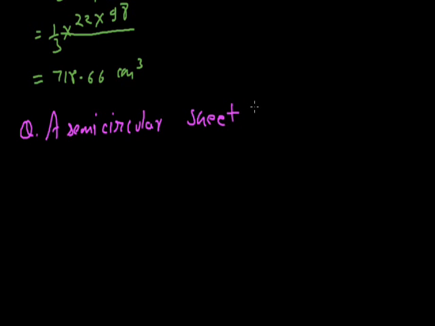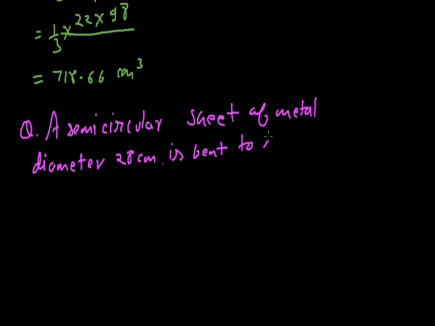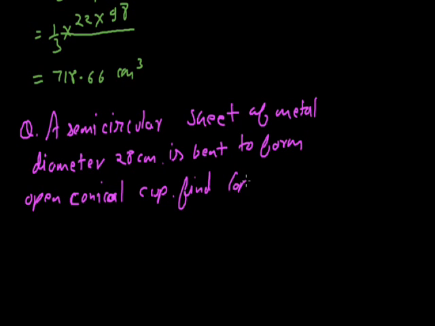A semicircular sheet of metal of diameter 28 centimeter is bent to form an open conical cup. Find the capacity of the cup.